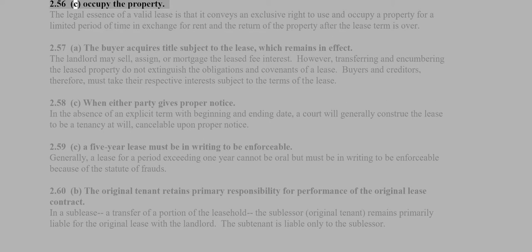2.56 C. Occupy the property. The legal essence of a valid lease is that it conveys an exclusive right to use and occupy a property for a limited period of time in exchange for rent and the return of the property after the lease term is over.